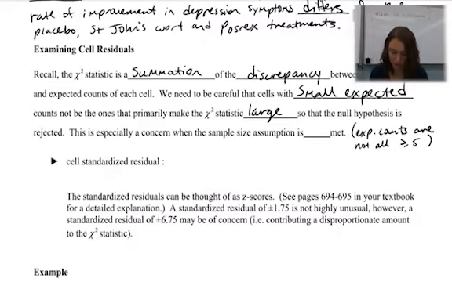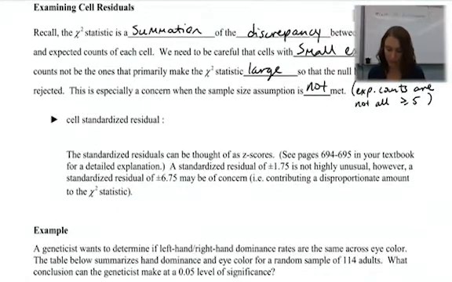It's especially a concern when the sample size assumption is not met. If our expected counts aren't all at least 5, it can weigh heavily on our chi-squared statistic, making it more likely to reject the null hypothesis, and that might lead to an error. So if we don't have the expected cell counts all at least 5, we want some way to check to make sure that what we're doing is okay.